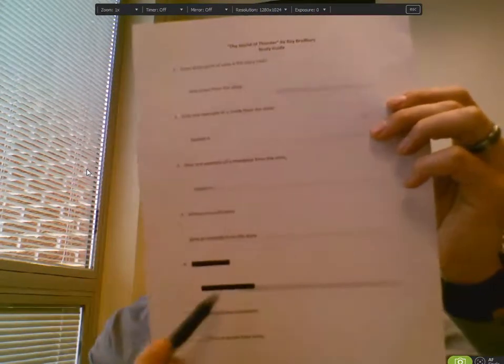So once we finished the story, we had a quick little study guide to answer. You can see on this sheet, some of these are blacked out. That means you don't have to do them, obviously. So you only have about 6-7 questions to answer. As I like to do, and as I think most English teachers like to do, I don't want you to just answer the question. I want you to apply elements from the story to that question.